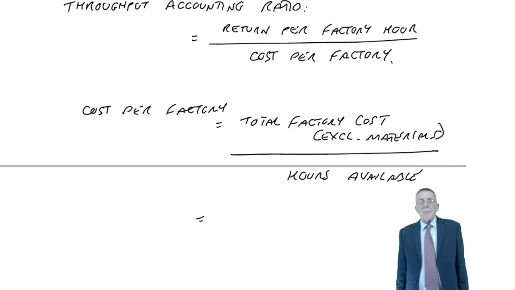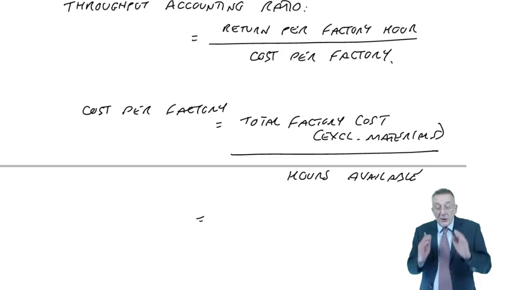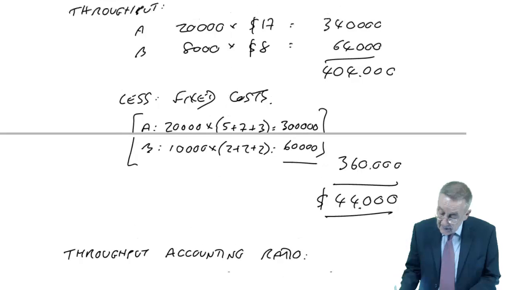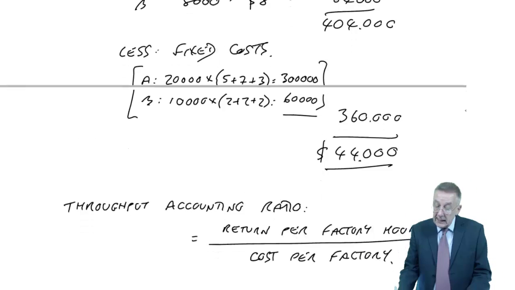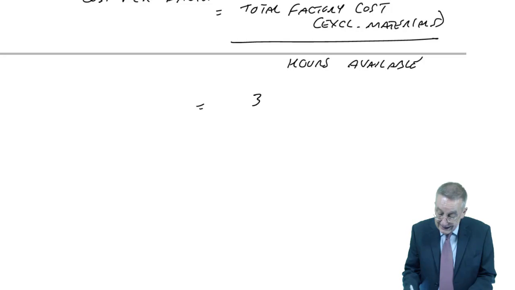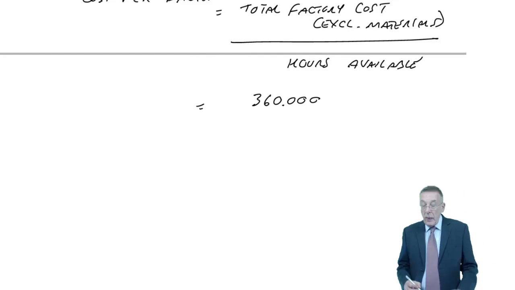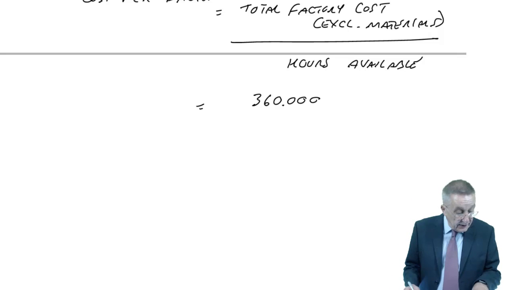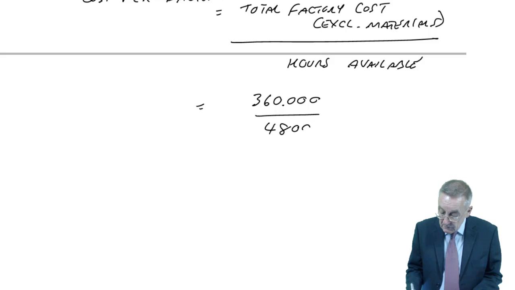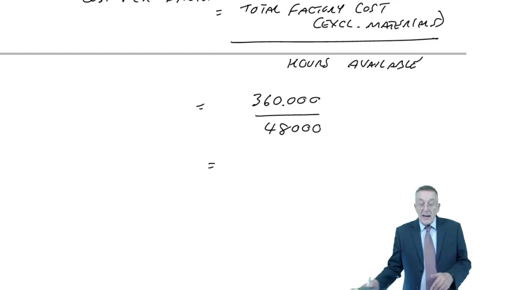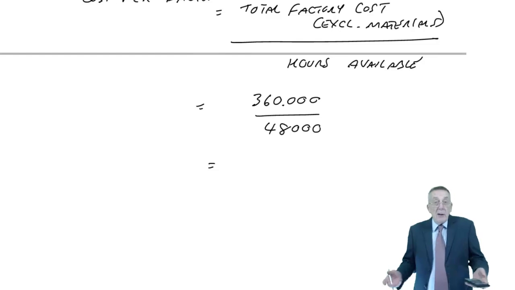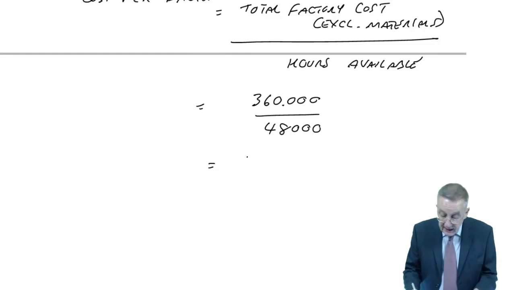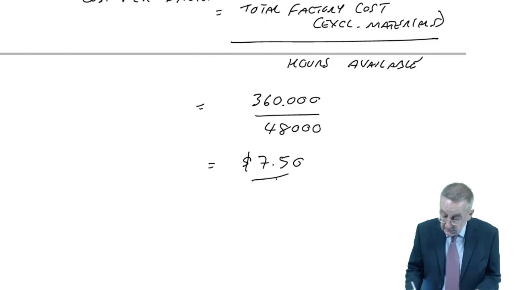So what is it here? The total of all the costs in the factory, excluding materials, so the fixed factory costs. I said you'd probably be given it; here we calculated it, it's 360,000. How many hours are available in the factory? What was it, 48,000? And so the cost per factory hour, the cost per hour of running the factory, 360,000 over 48,000 is $7.50.